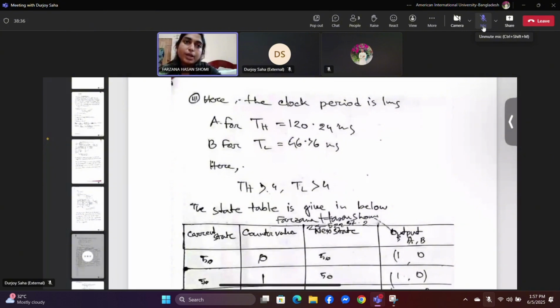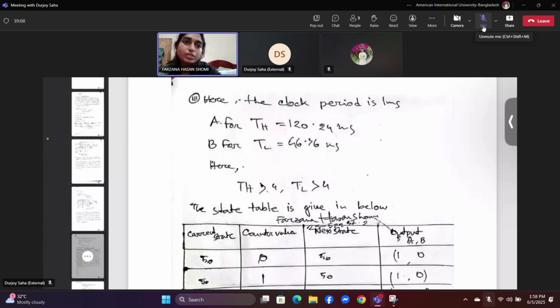We begin by noting that the clock period is 1 millisecond. The timer operates with a high time of 106.88 milliseconds and a low time of 60.12 milliseconds. This means the timer remains high longer than it stays low, which is essential for how the circuit responds and the transition between states. Now we look at the state table provided.